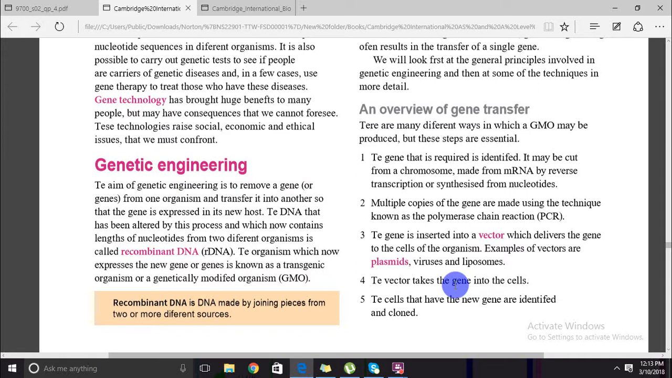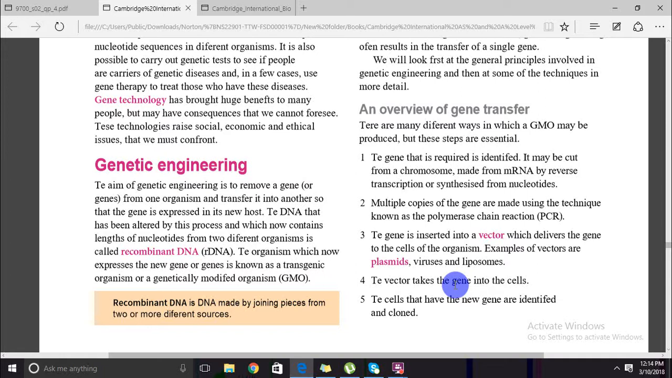Number one, you need to identify the gene that you want transferred, and you need to get it somehow. You may cut it from a chromosome. You may make it from the mRNA, which is complementary to that gene, and you can convert the mRNA back to chromosomal DNA using reverse transcriptase. And you need to know what reverse transcriptase is, because it is mentioned in the learning outcomes. It is an enzyme that catalyzes the conversion of mRNA back to cDNA.